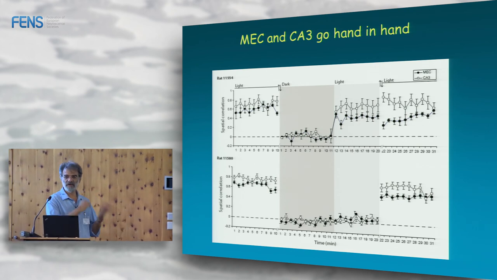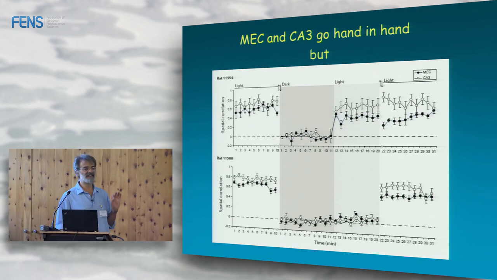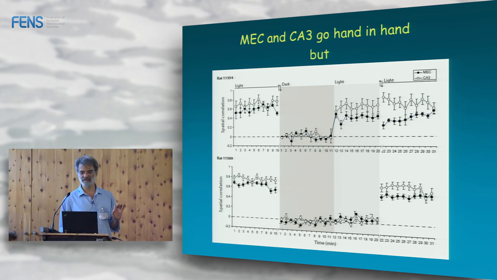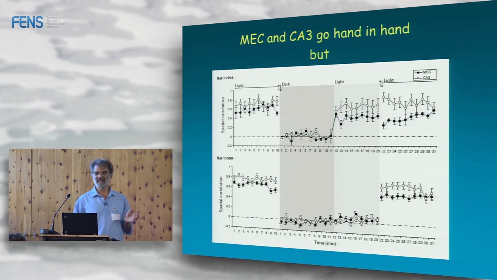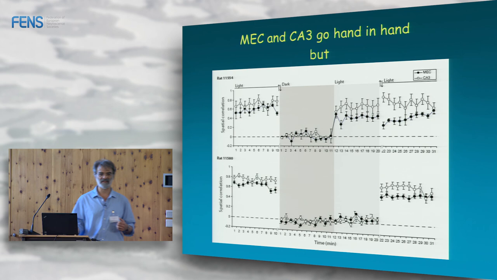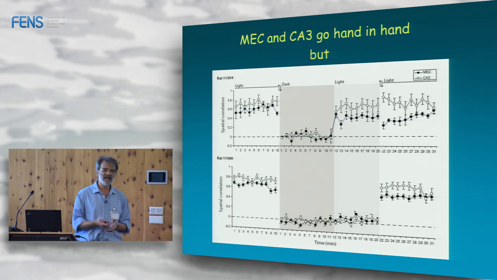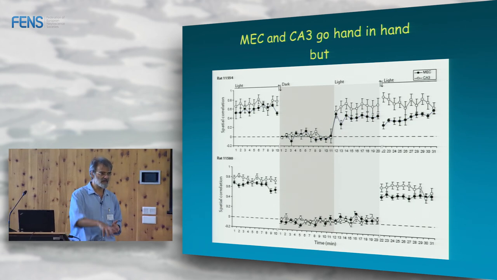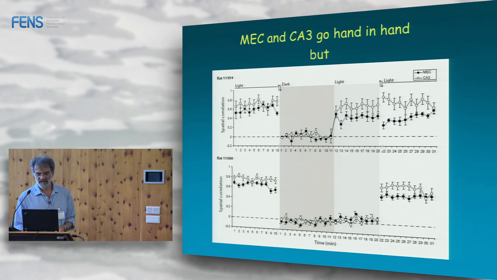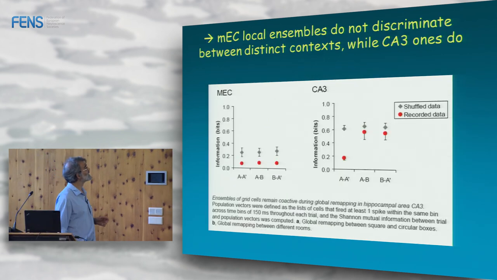They switch from one representation to the other, but it is two very different kinds of switches. In CA3, it's a complete replacement of one representation with another representation that has nothing to do with it. In medial entorhinal cortex, as we have seen, it is the shift and maybe rotation of the same rigid structure.